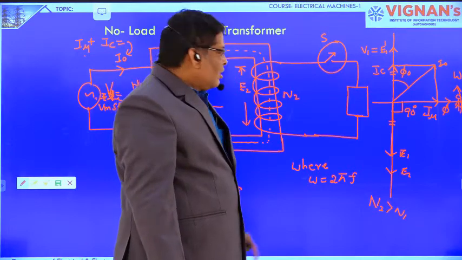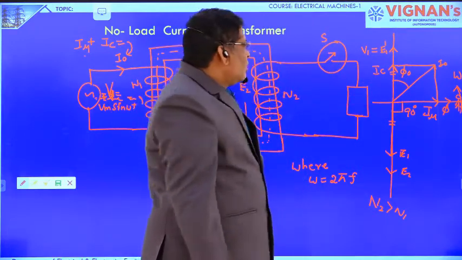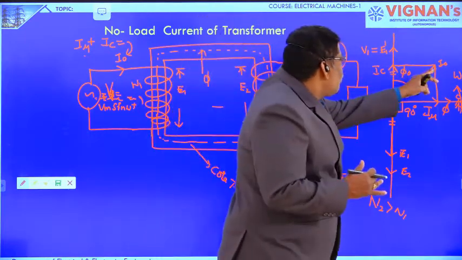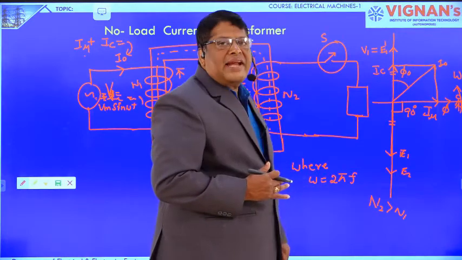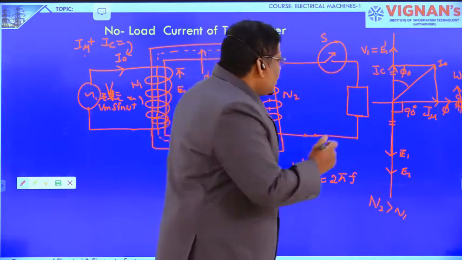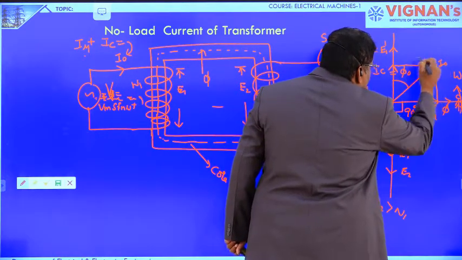Right? This is the magnetizing current. This is the core loss current. Now we are going to find out the relation between the no load current and the magnetizing current and core loss current. To find this relation, we consider this triangle 0, A, B.